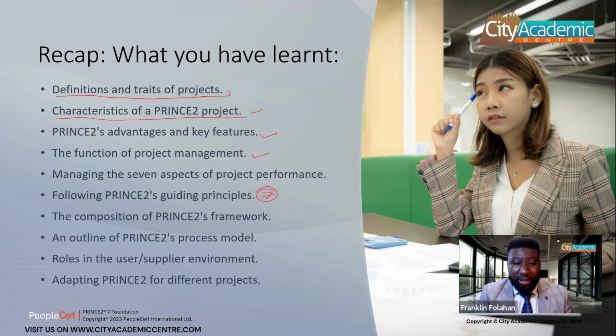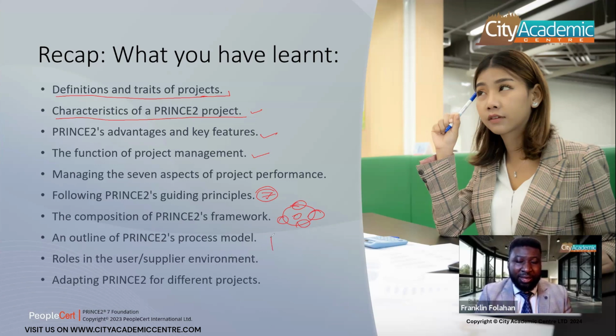You should know the composition of the PRINCE2 framework. So how does it work when we look at the elements of PRINCE2, basically in terms of the principles, the processes, the practices, the people, and the tailoring elements. So what makes up PRINCE2? Let's define PRINCE2. What are the things about PRINCE2 that make you say, look, if you could do all of that, you're doing PRINCE2. You should have an outline of the PRINCE2 process model.